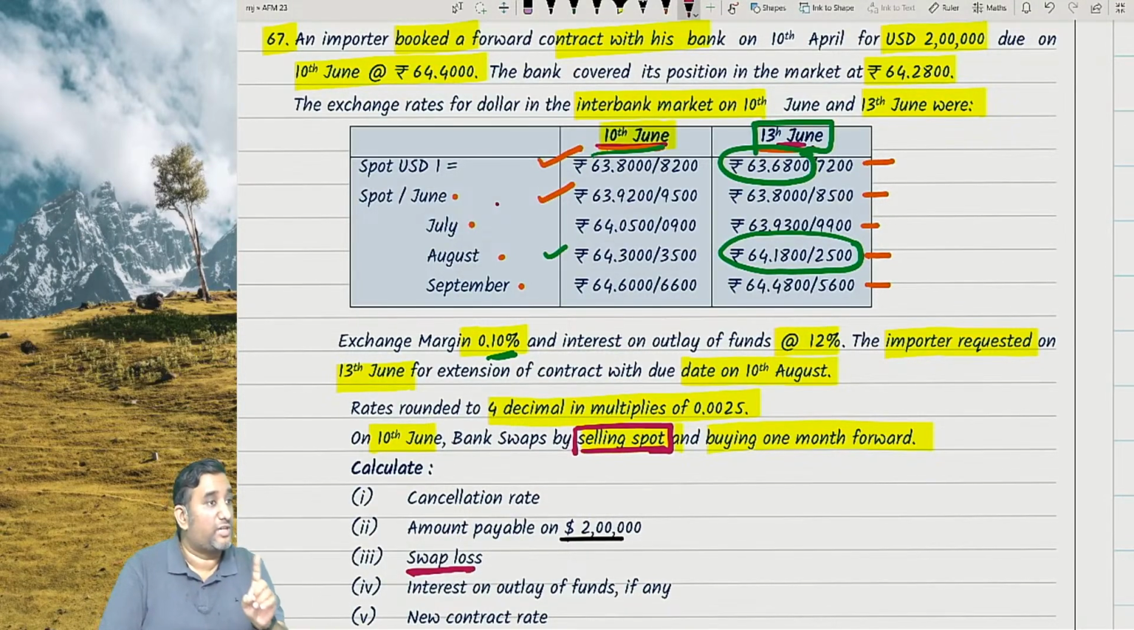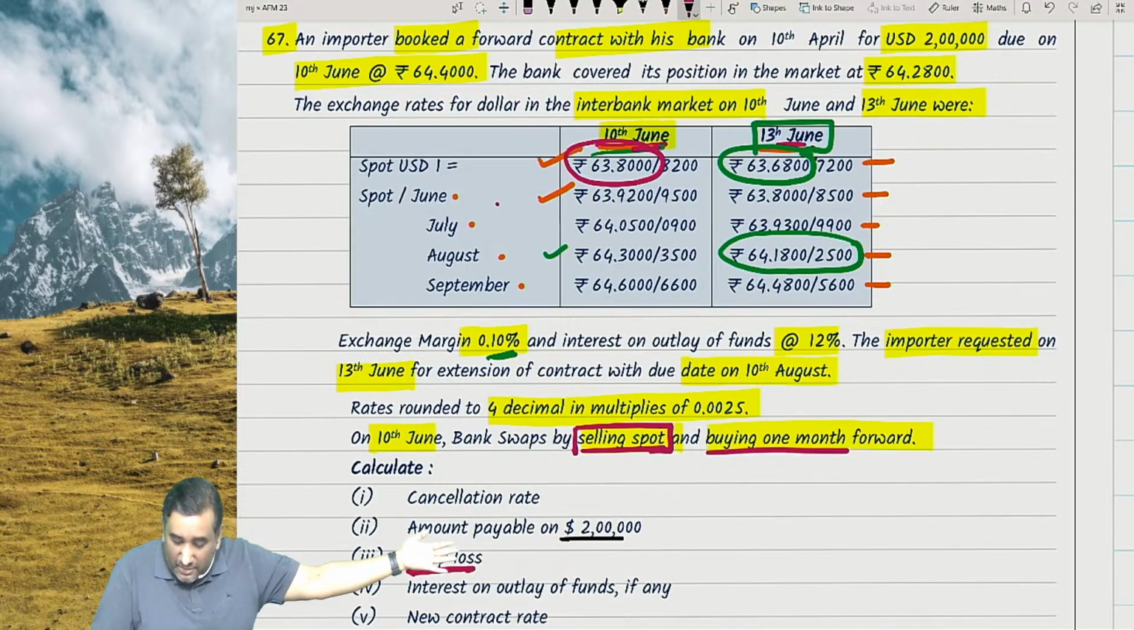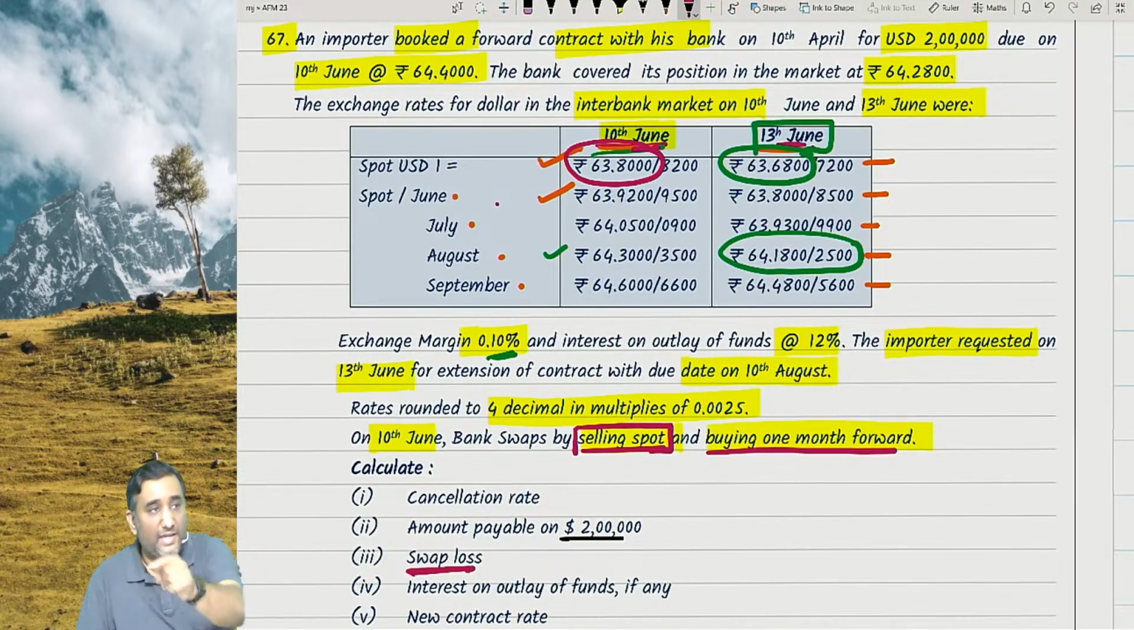Now the bank is not selling to the customer. The bank is selling in which market? Interbank. That means when you sell in the interbank, which rate applies? You sell, bid rate. When you sell to me, bid rate. When I sell also, I'll apply the interbank bid rate. And the bank is buying 1 month forward. When you buy, it's an ask rate.